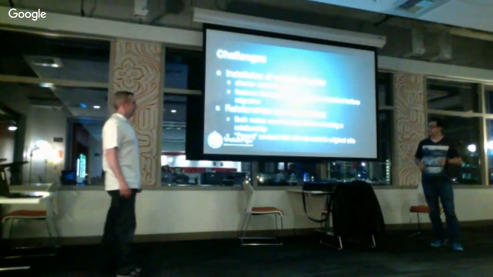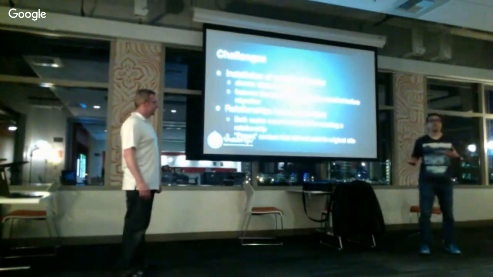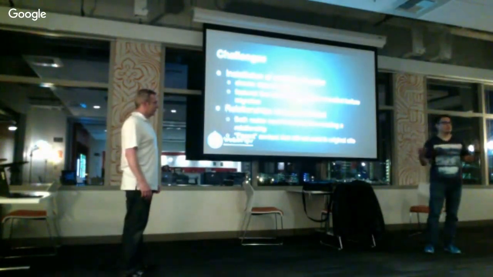The other one was the relationships between content. If you need to create a relationship between two pieces of content, both pieces need to exist.